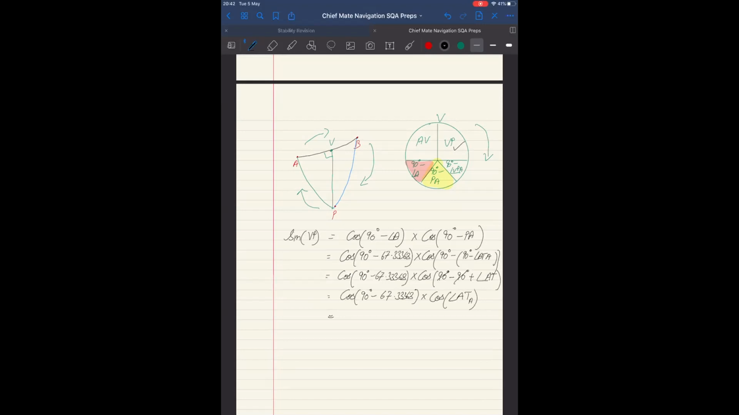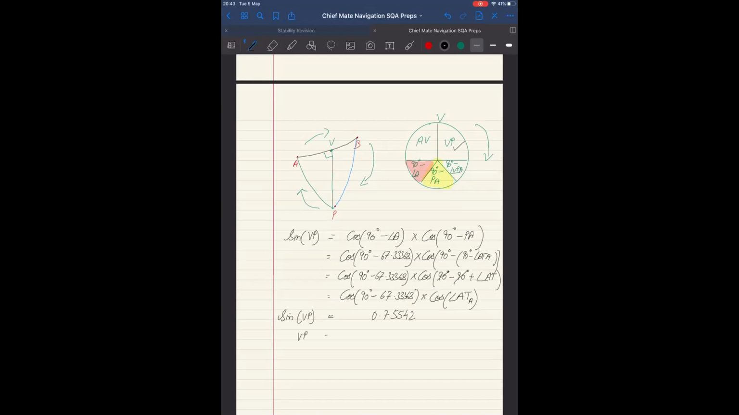In this case, it was A, right? Let's solve and see what is the value of VP I'm getting. So I'm getting 90 degrees minus 67.33368 degrees and cos of answer multiplied by cos of lat A, which is 35 degrees, 3 minutes. So I'm getting this as 0.75542. This is sine of VP.